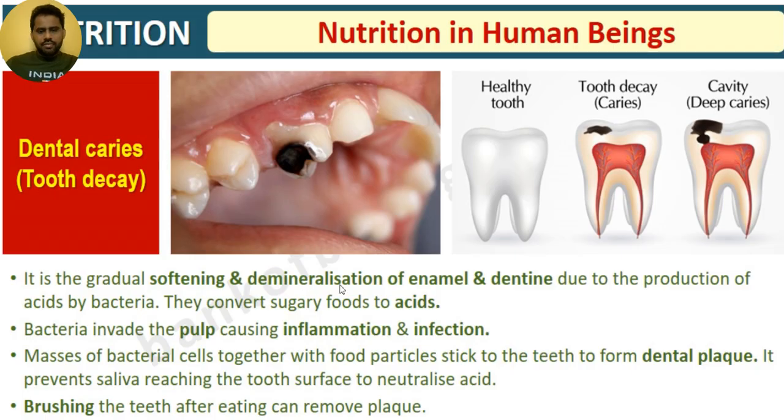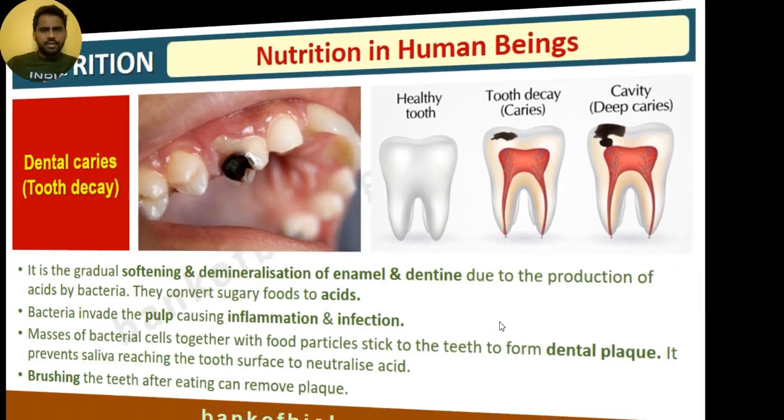It is the gradual softening and demineralization of enamel and dentine due to the production of acids by bacteria. They convert sugary foods to acids. Bacteria invade the pulp, causing inflammation and infection. Masses of bacterial cells together with food particles stick to teeth to form dental plaque. It prevents saliva from reaching the tooth surface to neutralize acid. Brushing the teeth after eating can remove plaque.